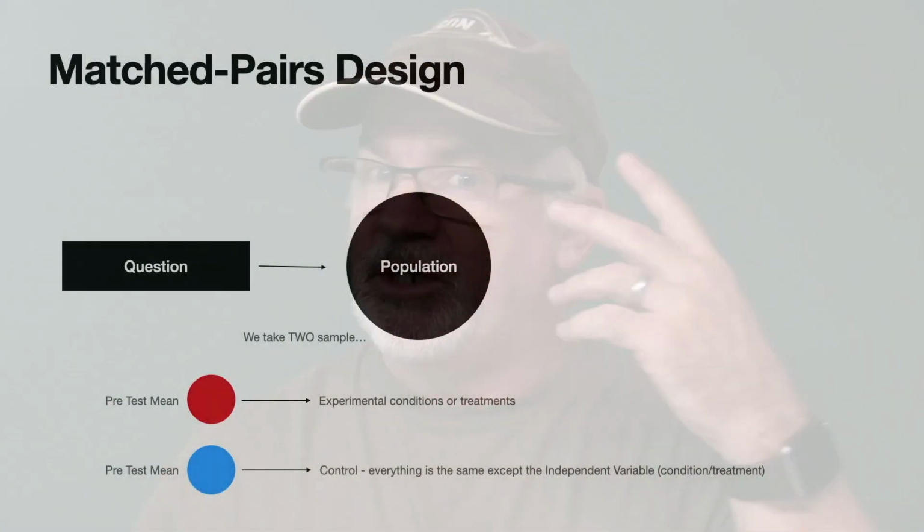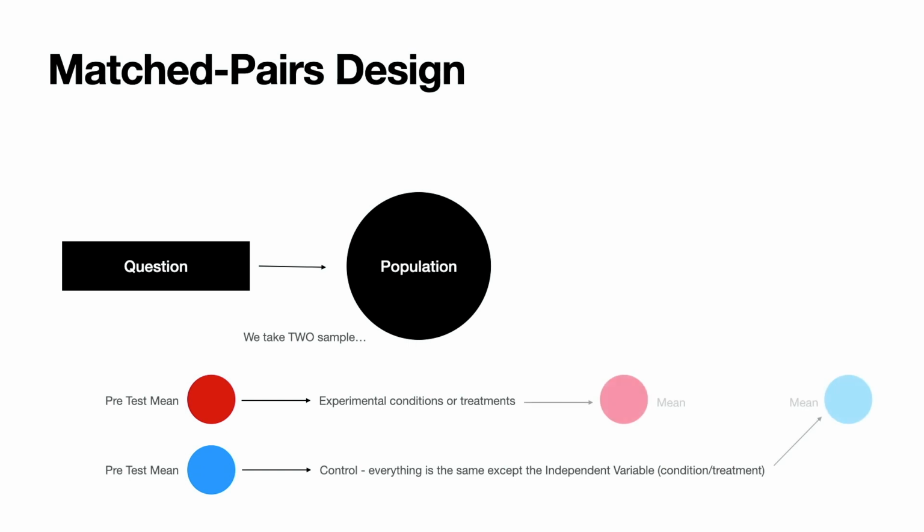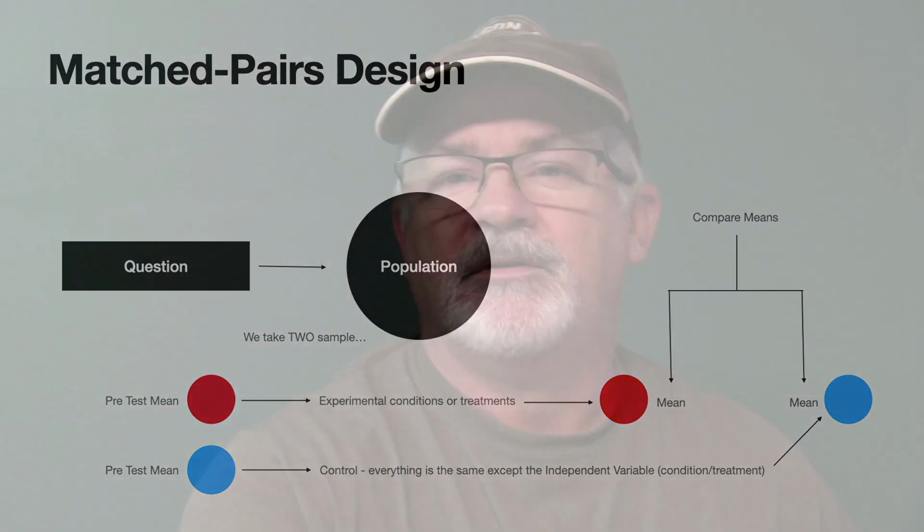So when we go into calculating our statistics, we retest each group, we get a mean for each one of them, and we compare the means, we compare the change, the difference between the pretest of the red group and the difference between the pretest of the blue group, and the current values that we have after the experiment. So these are the two experimental designs.